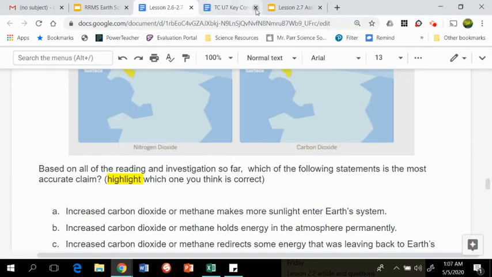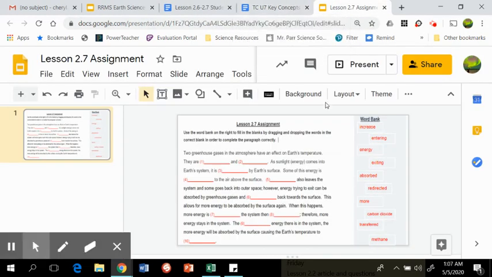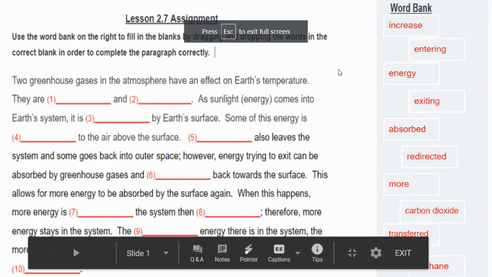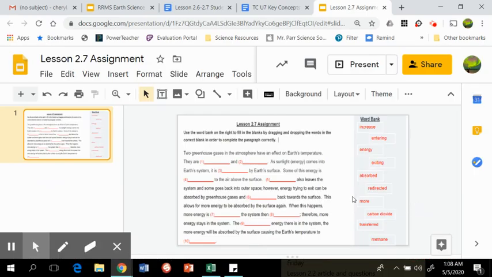But now you're going to go to your assignment. It's in Google Slides that looks like this. It's titled Lesson 2.7 Assignment. Okay, here's the key for this assignment. We tried to make it as easy as possible for you guys, which means that we created a drag and drop option for this assignment. It's in a slideshow. You cannot go into present. If you go into present, then you can't move the things around. So you cannot go into present. You have to leave it like this right here. You can make it bigger if you want.